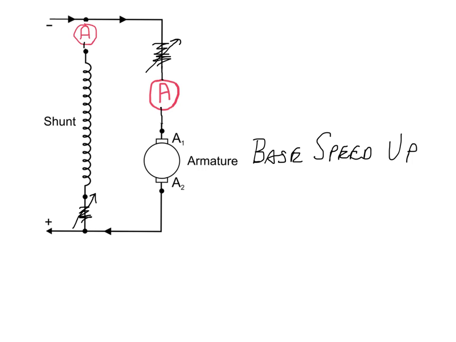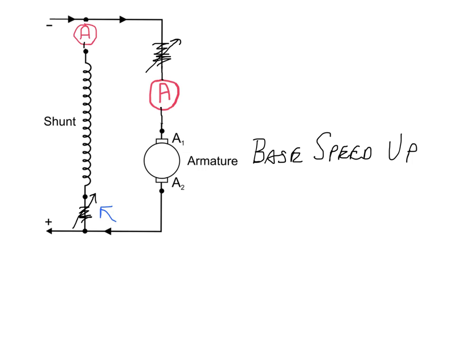But without changing our voltage across our shunt field or our armature, if all we want to do is get base speed up, all we have to do is affect the amount of current flowing in our shunt field. We can do that by allowing more current to flow or less current to flow. By placing a rheostat in the field winding, and that's what you see right here, we can affect how much current flows through that shunt winding. So let's see what happens when we adjust that.